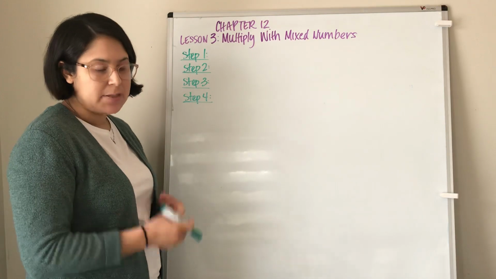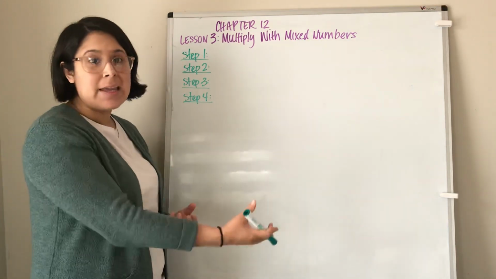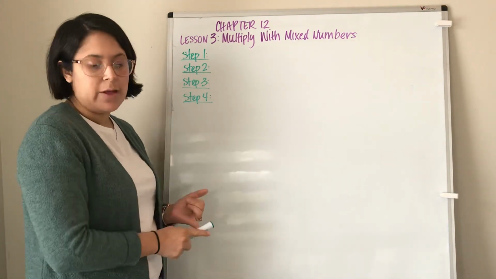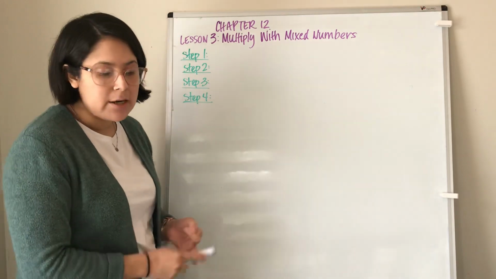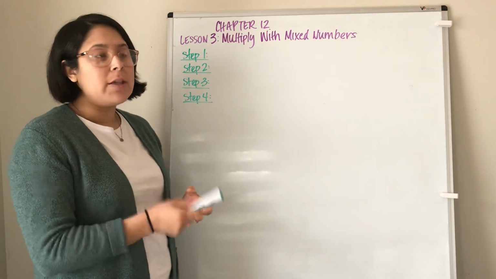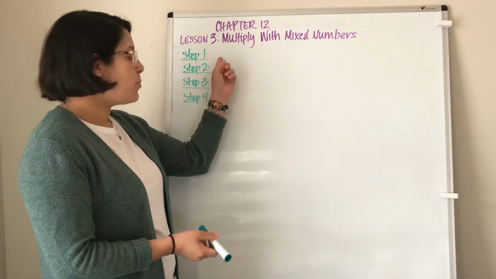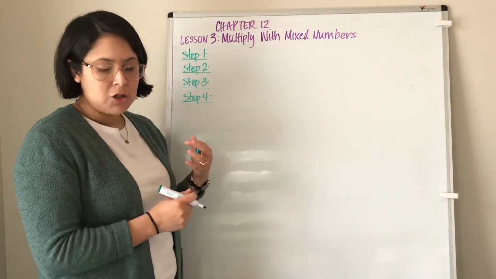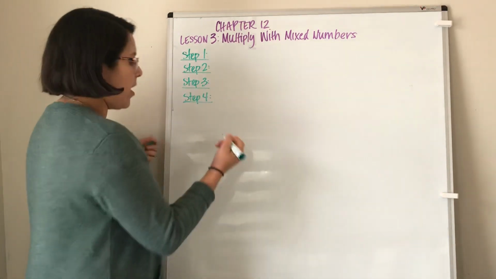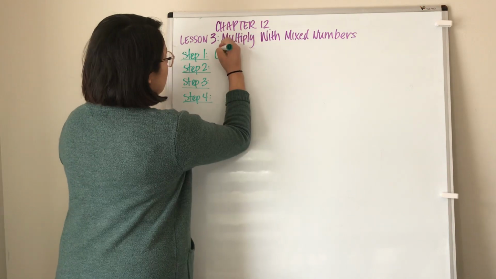to know the steps. The steps are going to be the same thing as yesterday: multiply the numerators, multiply the denominators, and then simplify. The only thing that we're going to add for the first part is to change your mixed number to improper fractions. So let's write that down.